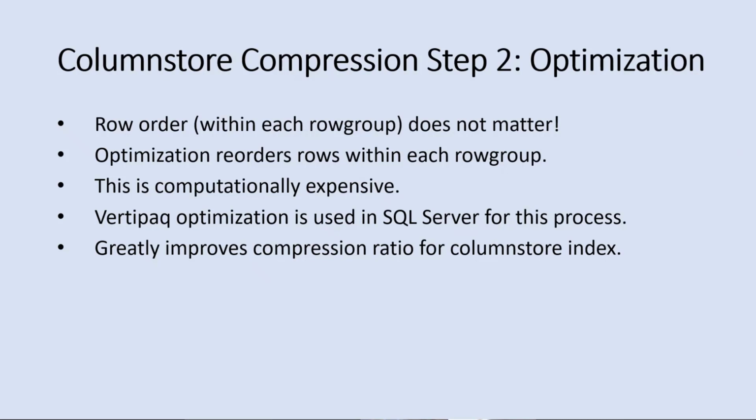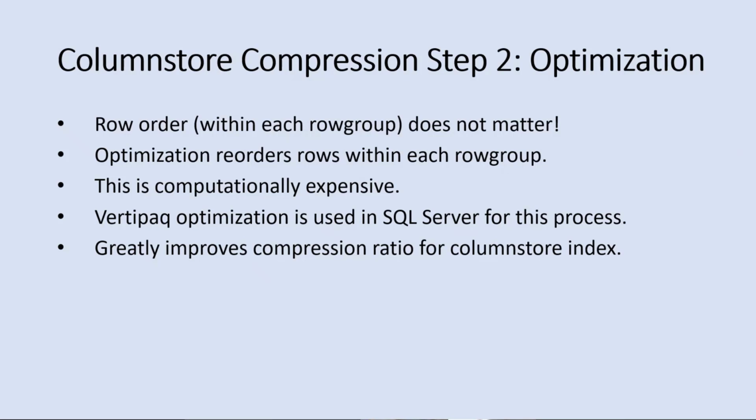Because the row order within each row group does not matter in a column store index, there are no clustered row store indexes here or rearranging your rows for you. You can rearrange the rows within each row group however you want, and that's called optimization. In SQL Server, it's called VertiPaq optimization, and this is a huge, huge way of saving additional space because it will reorder the rows in a way that makes them compress better.